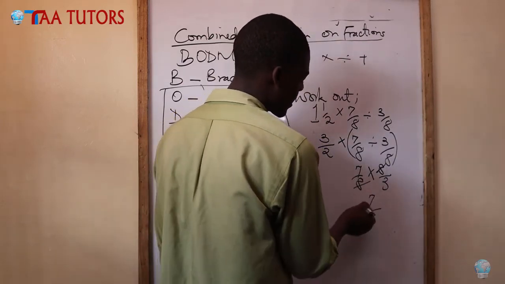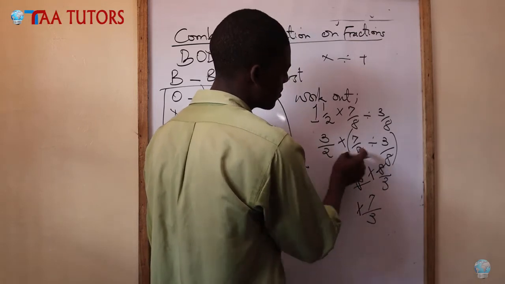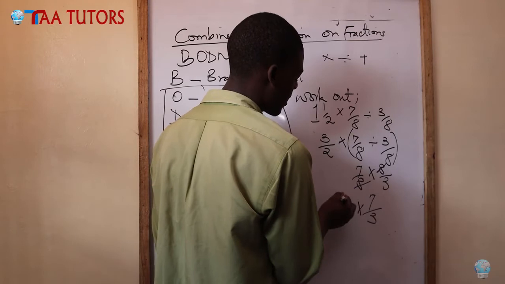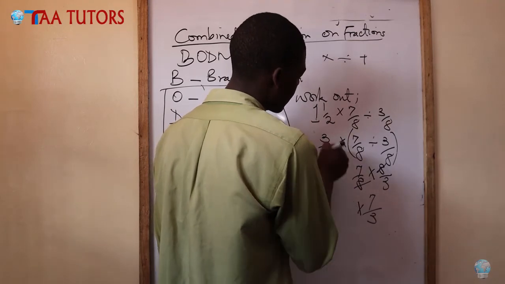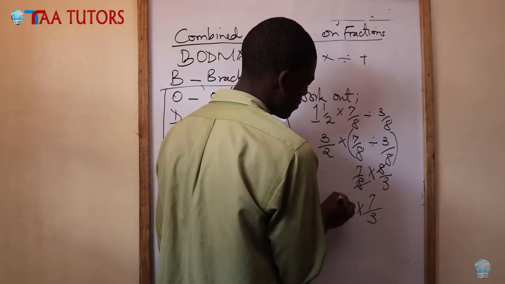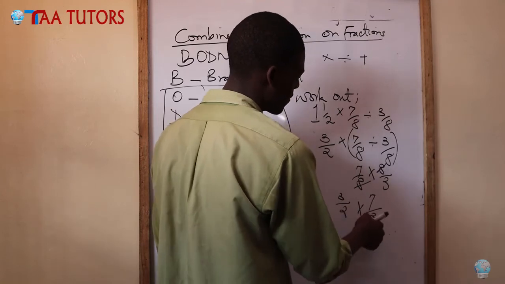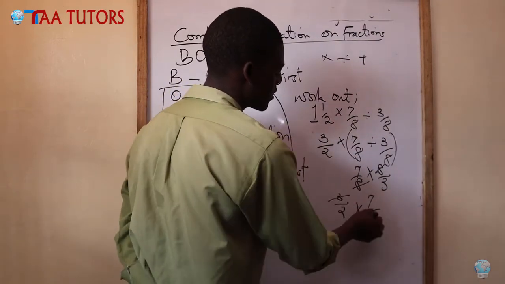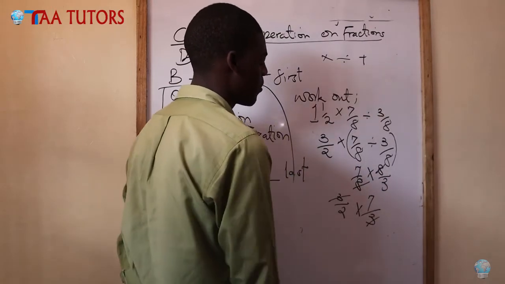Then I rewrite again 3 over 2 times. Whatever I'm getting here is now 7 over 3. I'll multiply 3 over 2 by 7 over 3. And in multiplication, we simplify where possible. So this one is simplified.